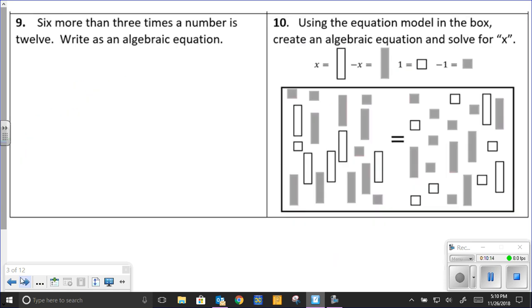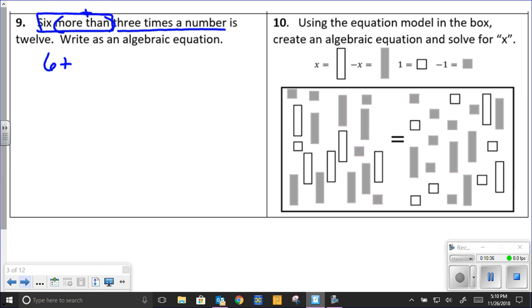All right, next one, number 9. We're writing it as an algebraic equation. There's a couple ways you could write it. 6 more than. So what we're saying here is we're doing something about adding, because the more than part, that's my adding. So we have 6 more than 3 times a number.